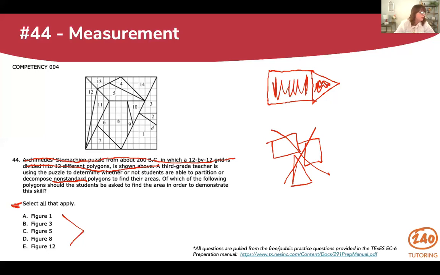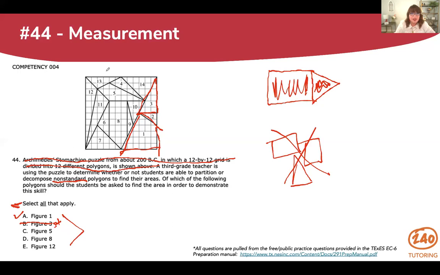So figure one, I'm going to have to look at my bigger screen, is over here. So we're looking at, I can't draw it looking at that big screen. This figure right here. That is definitely a non-standard polygon. So A would apply. All right. Now I'm going to look at figure 3. Figure 3 is right here. What shape do you see? Triangle. I don't need to decompose that or partition it. I can find the area of that triangle. I have a formula for it. It's very easy. And so 3 is not a non-standard polygon. It is standard. I have a formula for it. So it would not apply.